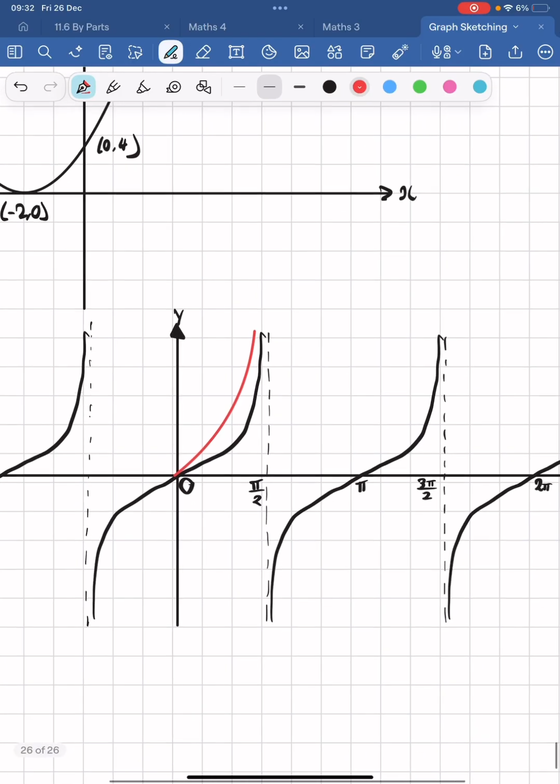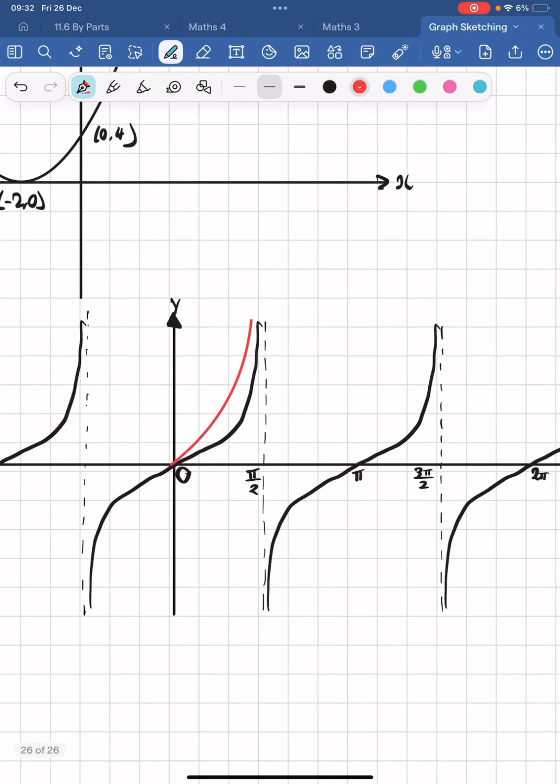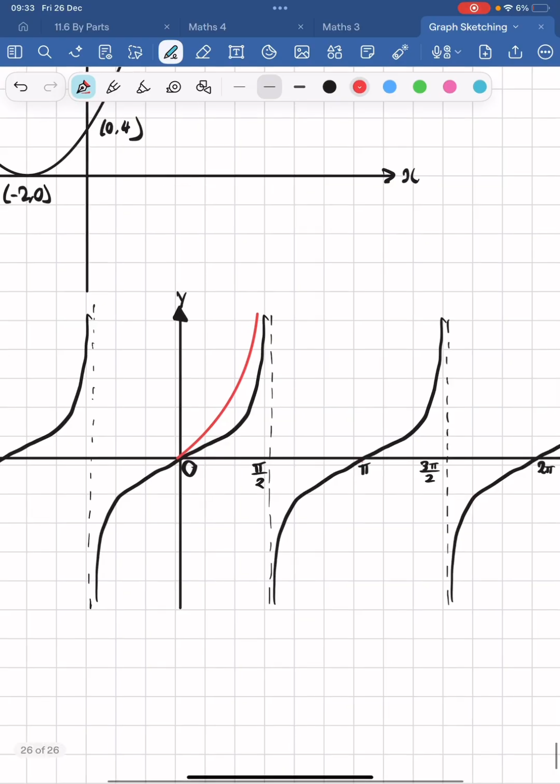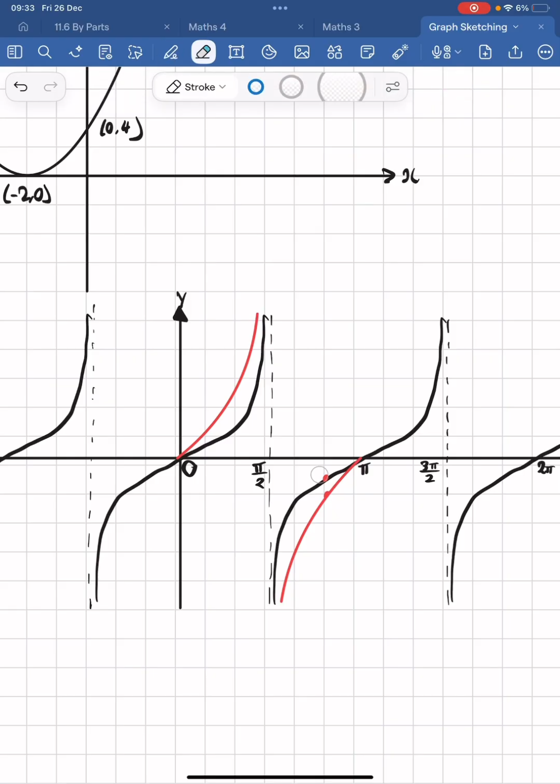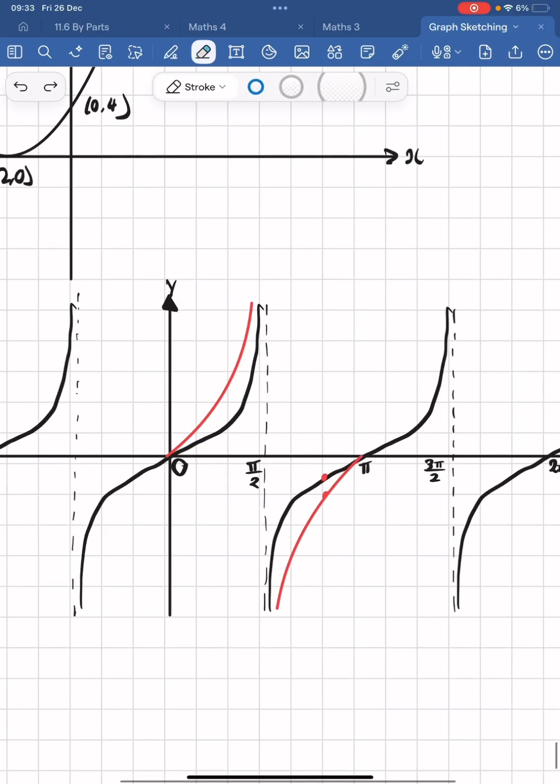And what about between pi over 2 and pi? Well, for tan x, this region of the graph is tending towards negative infinity, and again it's happening at an increasing rate. So we can say that it's behaving like this because this point has now been enlarged by a scale factor to go to the point below.